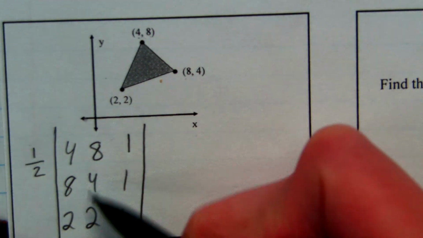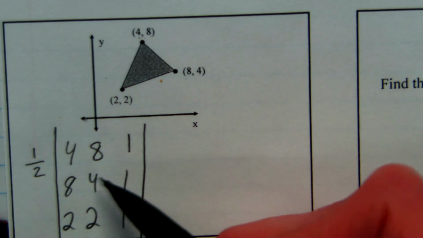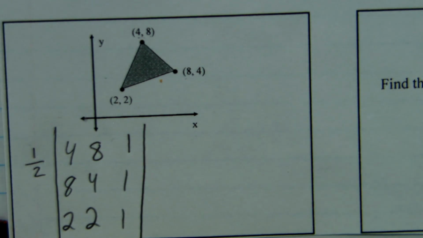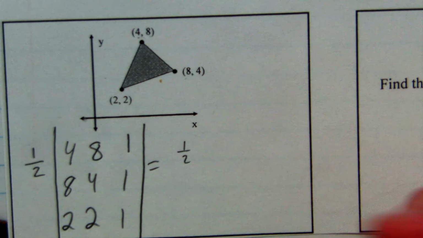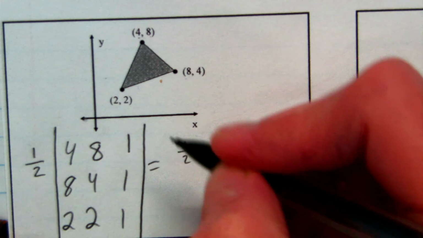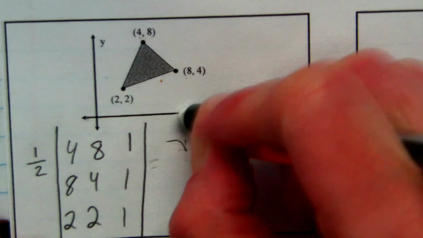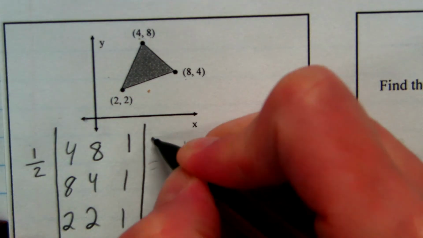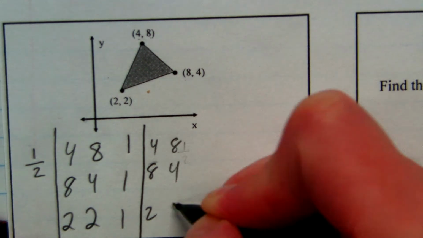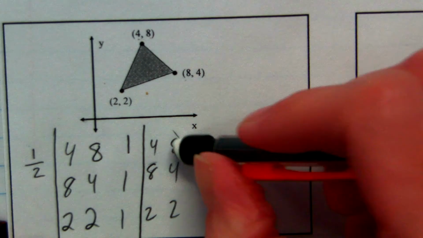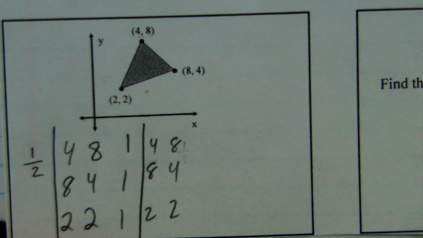It does not matter what order you put the points in as long as the x and y are next to each other. So the 1/2 we'll do when we get all done with everything. So just remember that we have to do the half. So I ought to write out my other two columns. So we're going to rewrite the 4, 8, 2 and the 8, 4, 2. Seems like a lot of writing, but I promise this is the easy way.